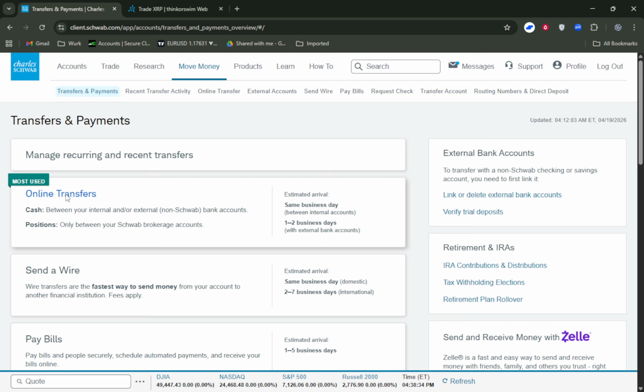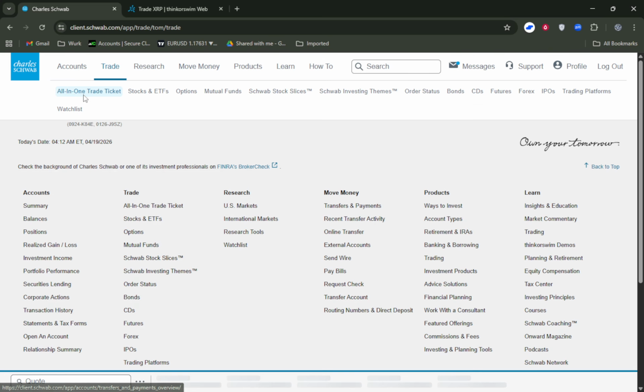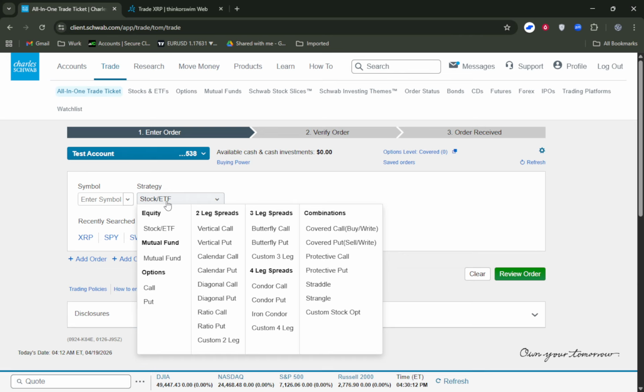Now decide what to invest in. For beginners, 4 categories cover most needs. Stocks let you buy shares of individual companies. ETFs, which are often the best starting point, bundle many stocks into one investment for instant diversification. An example is an S&P 500 ETF.